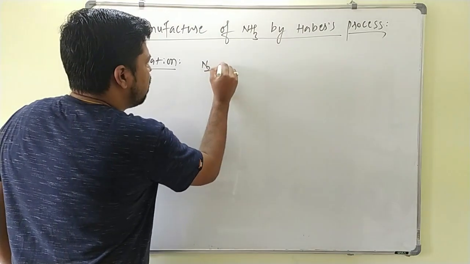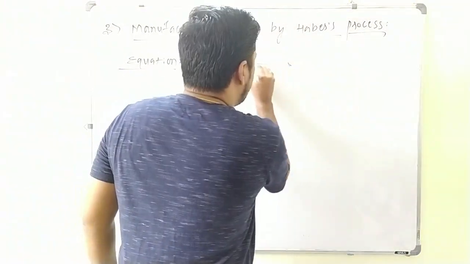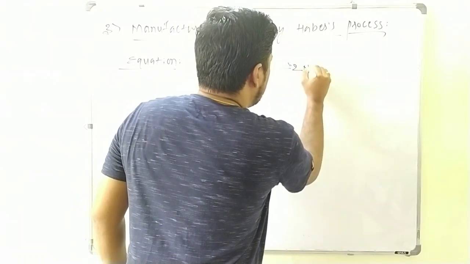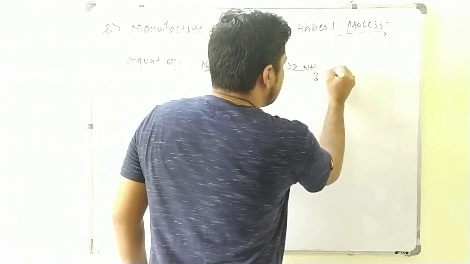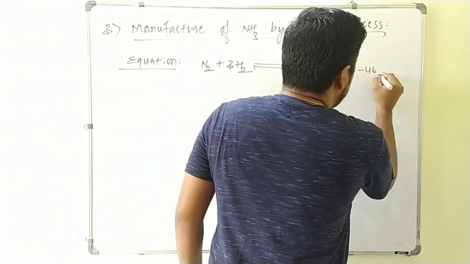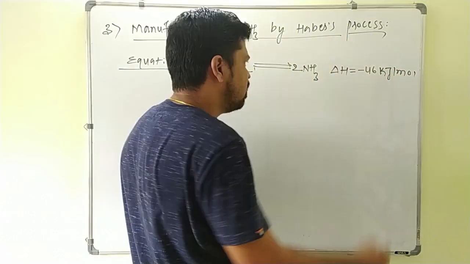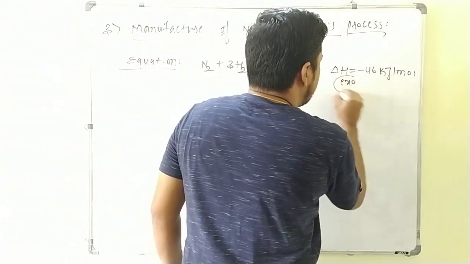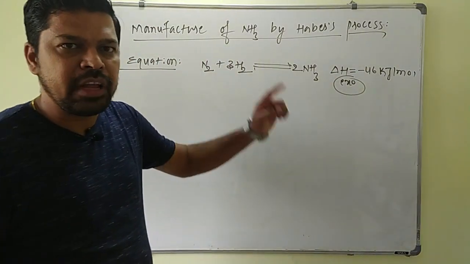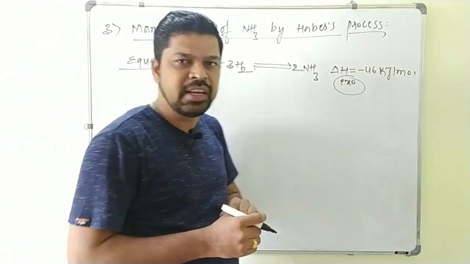1 mole of nitrogen combines with 3 moles of hydrogen to give 2 moles of ammonia. This is being an exothermic reaction. Delta H value for this one is minus 46 kilojoule per mole. This reaction is what? Exothermic. For every 1 mole of the ammonia formed, 46 kilojoule per mole of the energy is released here.